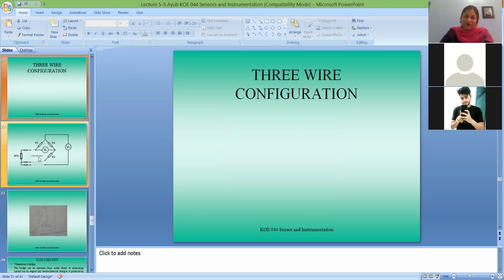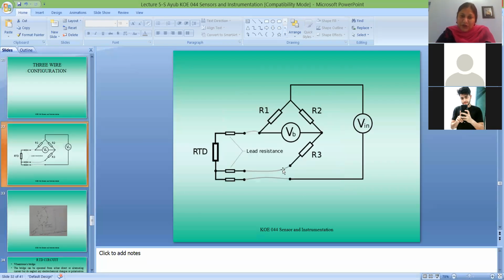Now, what is the three-wire configuration? In the three-wire configuration, you use some additional compensating lead resistance. The RTD also has some lead resistance, because when you connect this to Wheatstone's bridge, this resistor is connected with some wire. So this wire is also having some resistance, and that resistance will also likely change with the temperature, which we do not want, because we want the resistance to change only for the RTD.